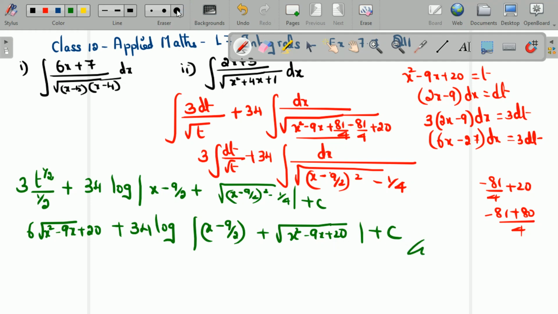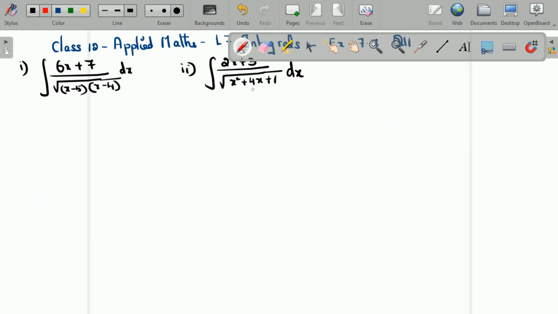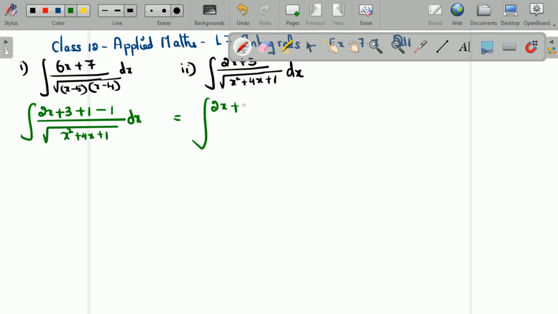Now let's take up the second subdivision in this question. In the second subdivision, I'm going to modify the numerator again. So integral of 2x plus 3, I'm going to put a plus 1 and a minus 1, divided by root of x squared plus 4x plus 1 dx. So I can break this integration into two parts. So this will become the integral of (2x plus 4), I'm keeping that as one part, divided by root of x square plus 4x plus 1 dx, minus 1 into dx divided by root of x square plus 4x plus 1.